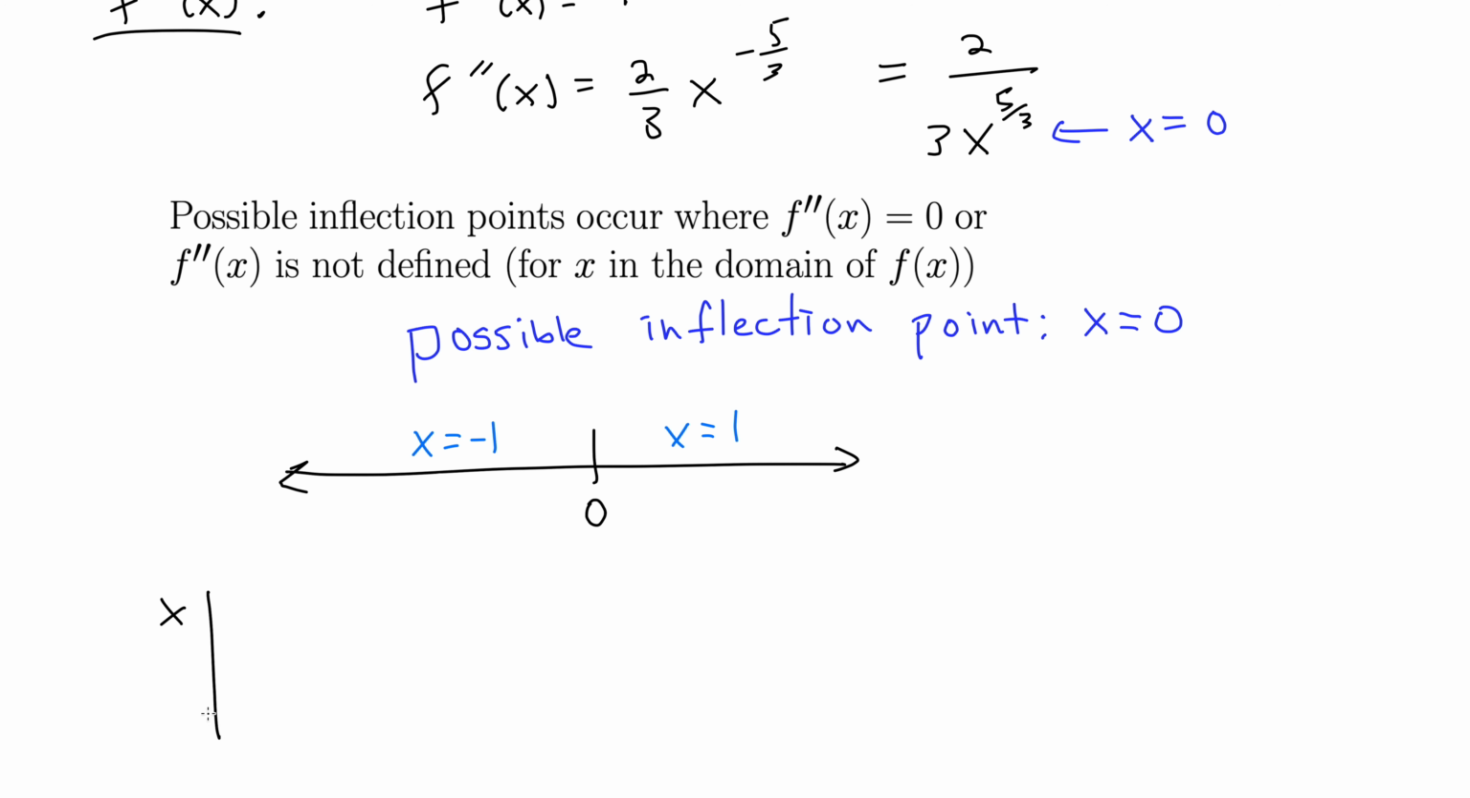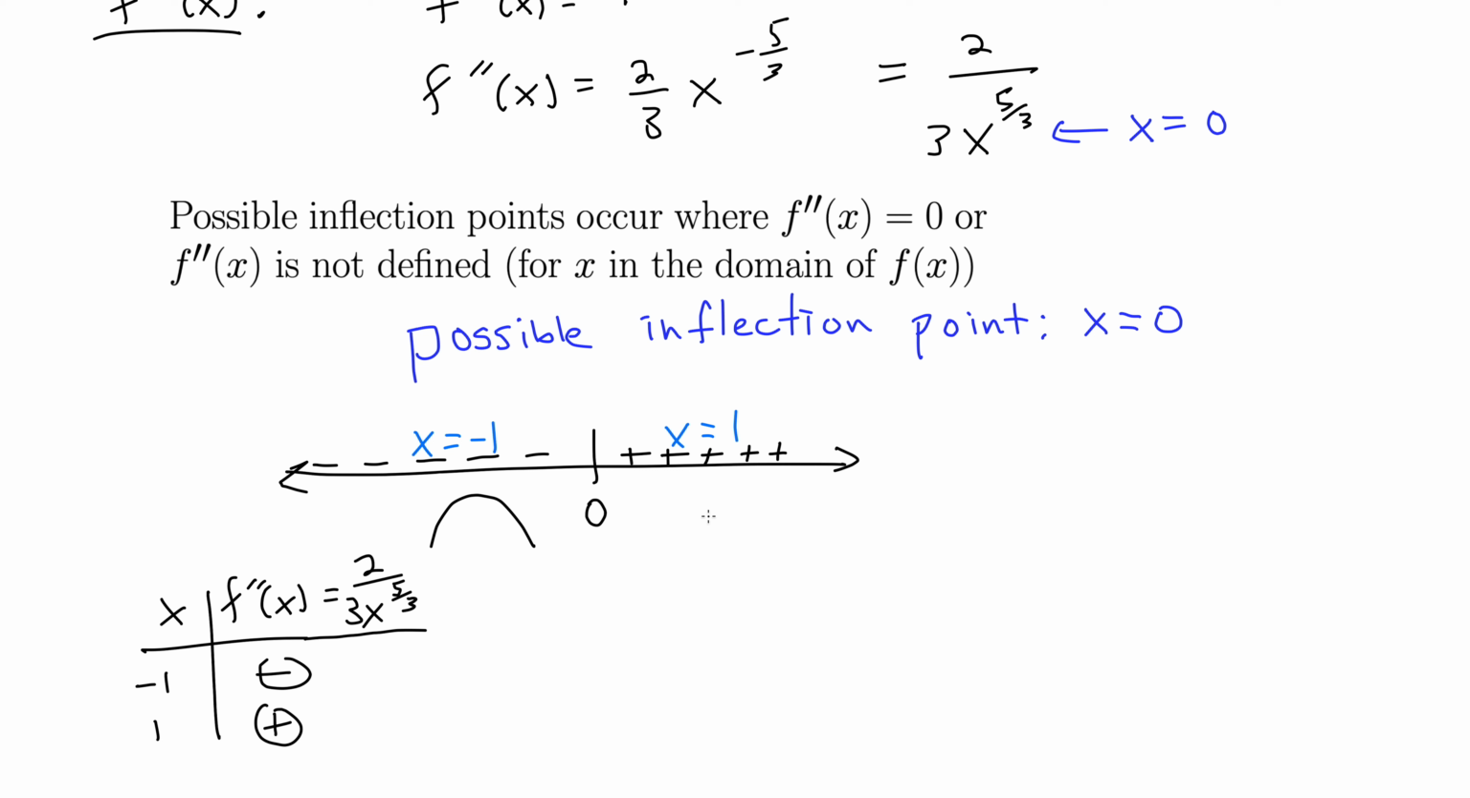So here we have x and f double prime of x, which recall is 2 over 3x to the 5/3. Then we'll test negative 1 and 1. When we put in negative 1, we get something negative. When we put in 1, we get something positive. So we can fill in these negatives up here, and then it switches to positive. That tells us that we are concave down from negative infinity to 0, and then concave up from 0 to infinity. So indeed, x equals 0 is an inflection point, and the only inflection point.